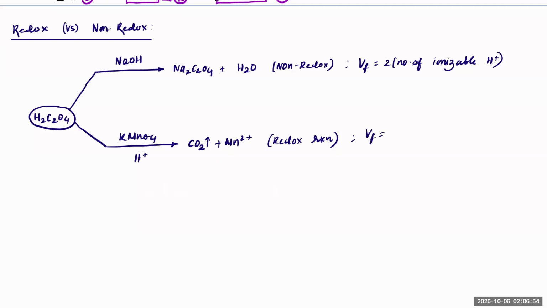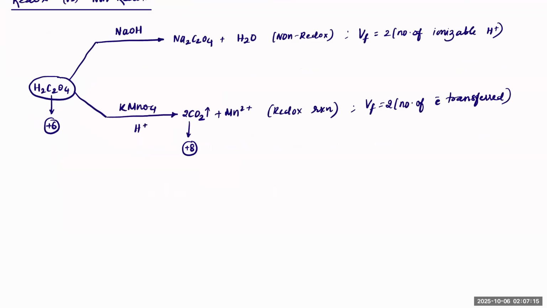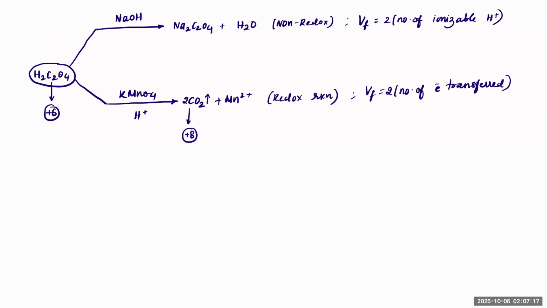And here, when you calculate the valency factor, what is it? How many electrons are being transferred? Oxidation state of 2 carbons is plus 6. And oxidation state of 2 carbons in here is plus 8. So here again the valency factor is 2, but here it is the number of electrons transferred. So be aware of the basic definition. In one case it is about how many H plus ions it is giving. The other case it is about how many electrons it is transferring.